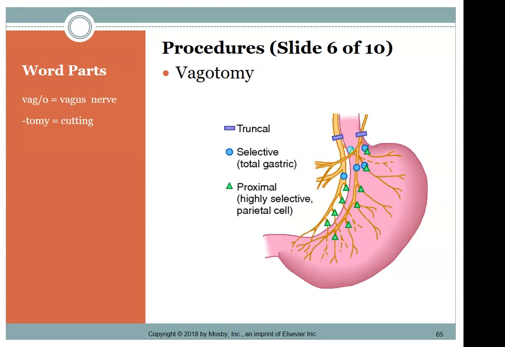Vagotomy is a cutting of the branch of the vagus nerve to reduce the secretion of gastric acid that causes stomach ulcers. Note that the term truncal refers to the trunk or main part of the nerve. And then over on your left are your word parts. Vago is vagus nerve and tomy equals cutting.